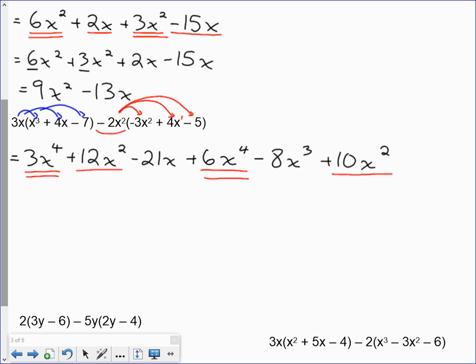So let's combine our like terms together. Our 3x to the power of 4 plus our 6x to the power of 4 is going to give us 9x to the power of 4. Let's just keep that. 12x squared matches up with our 10x squared. So 12 plus 10 is 22x squared, then our minus 21x, and our minus 8x cubed to finish it off.